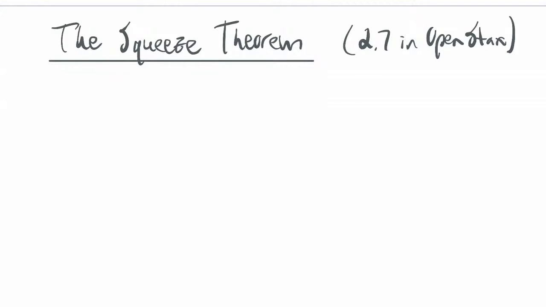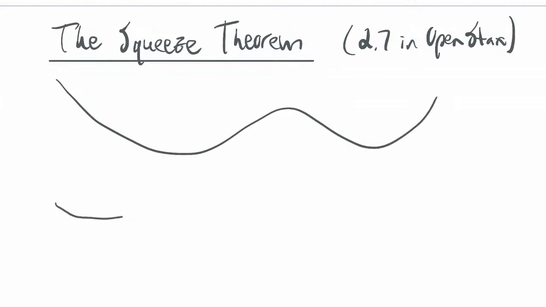If you have some function, I'll use the same lettering that the textbook uses: f, g, and h. So let's say you have some function h, like that, and you have some function f, say like that. So here's h, here's f.